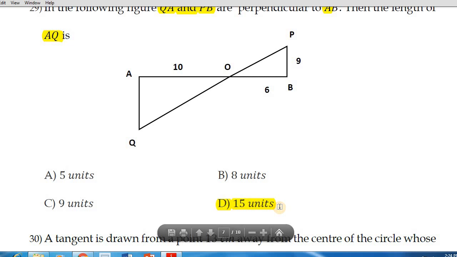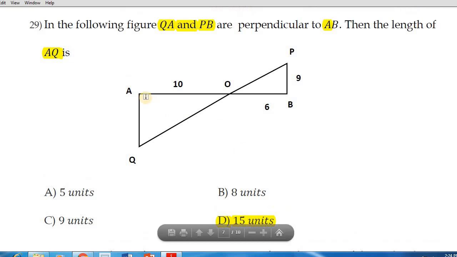Otherwise, if you use common sense, you can easily answer. See, AO by OB, these two are corresponding sides. Simplify this. So how much will we get? If you simplify 10 by 6, we get 5 by 3. And AQ by PB will also be in the same ratio, 5 by 3 only.